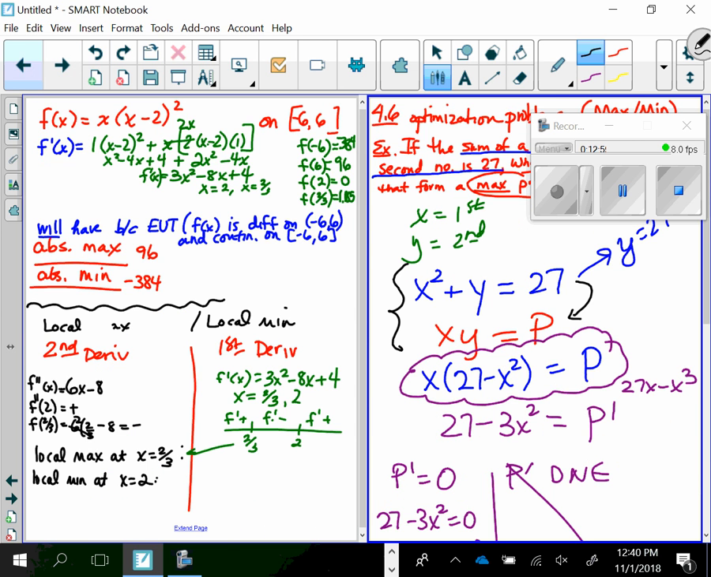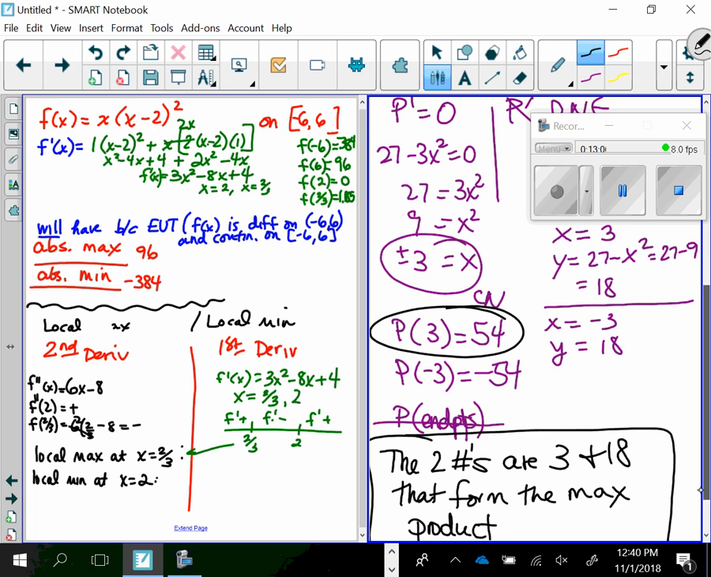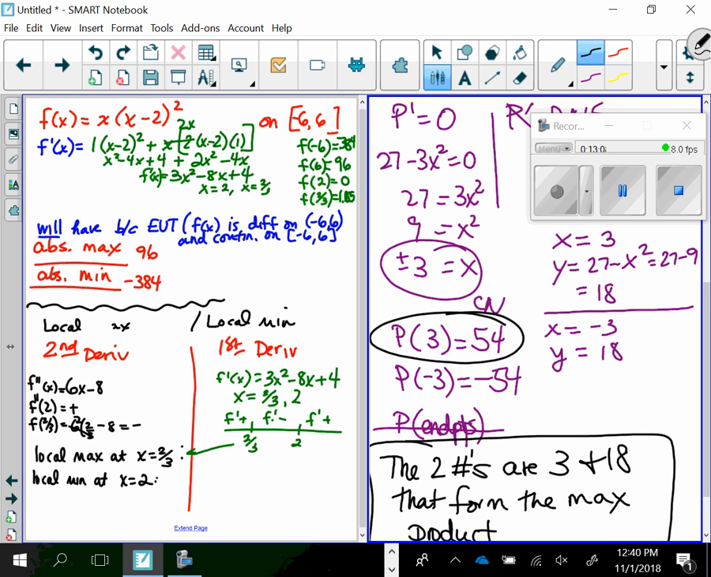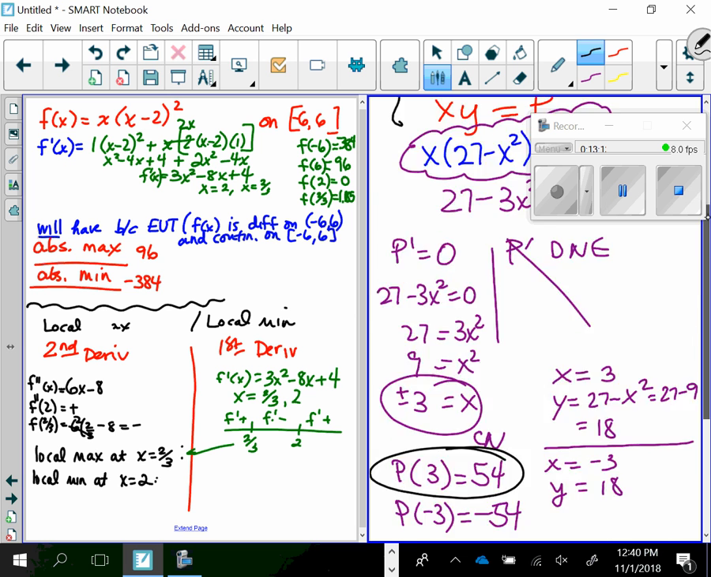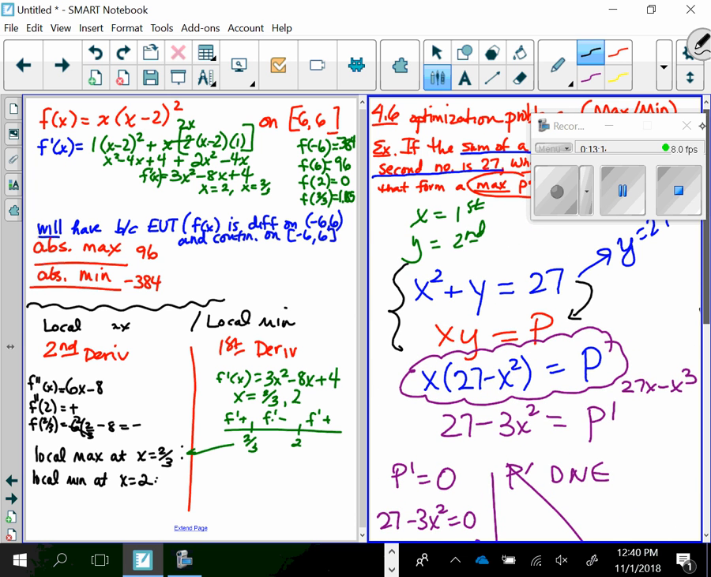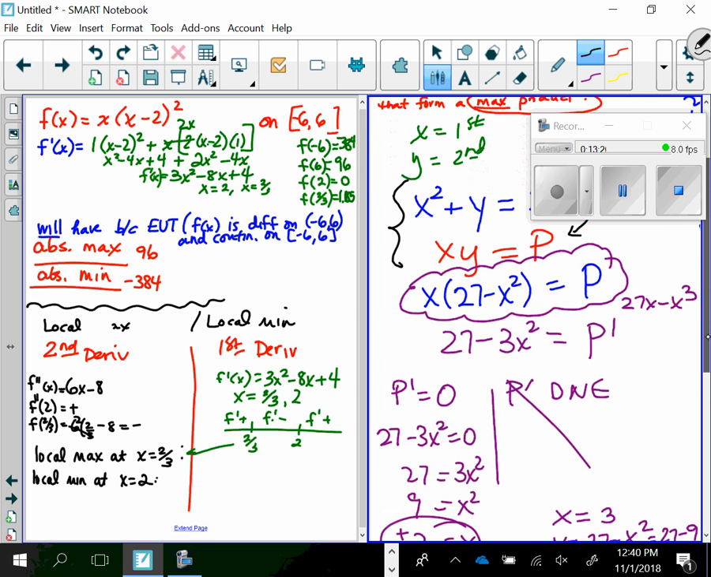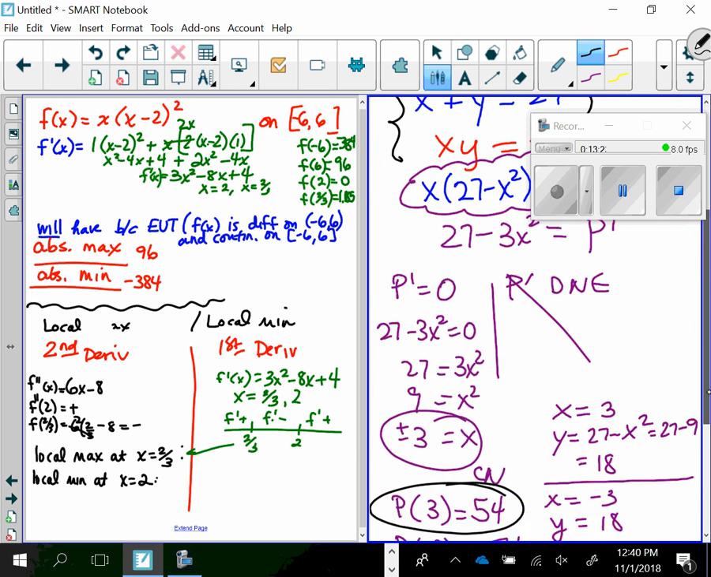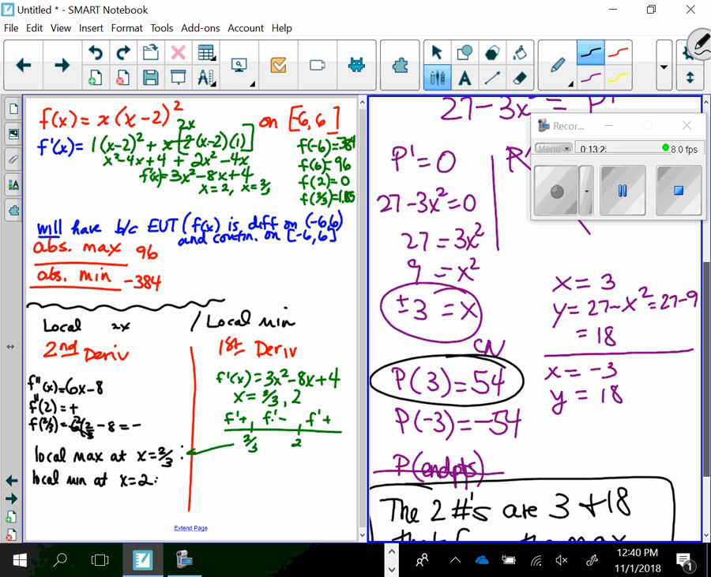I'm confused on when x equals 3, and did you just plug that in? Well, that's the relationship between x and y, remember? Right here, you're finding x and y, so y is going to be 27 minus x squared. So yes, we just plugged that x in to find my y, and then we took the product of the two numbers. Any other questions?